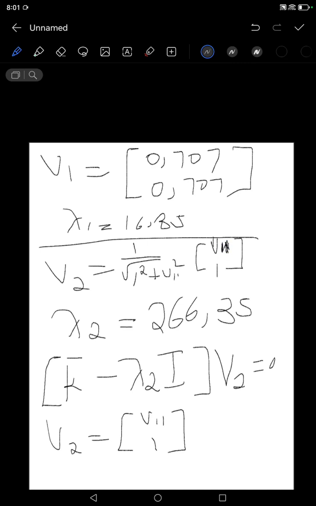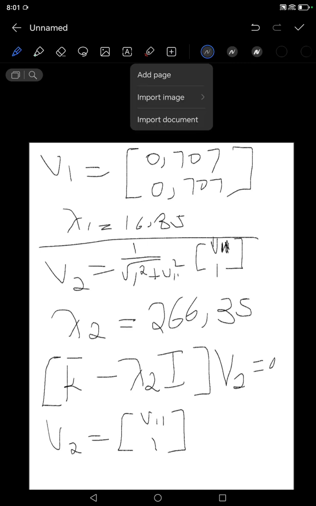So this is the formula for v2, and then we're going to substitute. I'm not going to solve it; you're going to substitute this whole thing and then solve for v11. After getting v11, you're going to substitute it here, and then at the end our v2 is going to be negative 0.707 and 0.707.